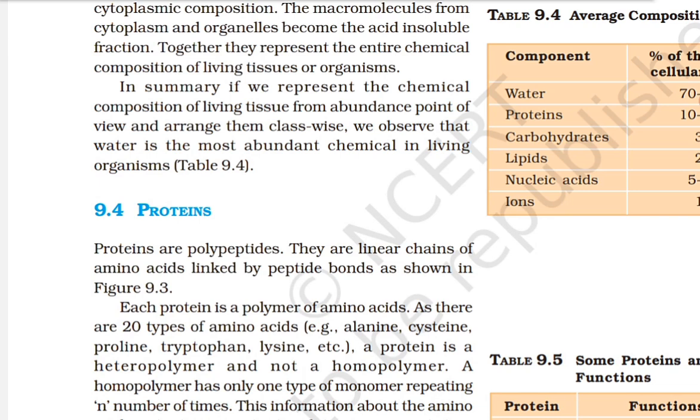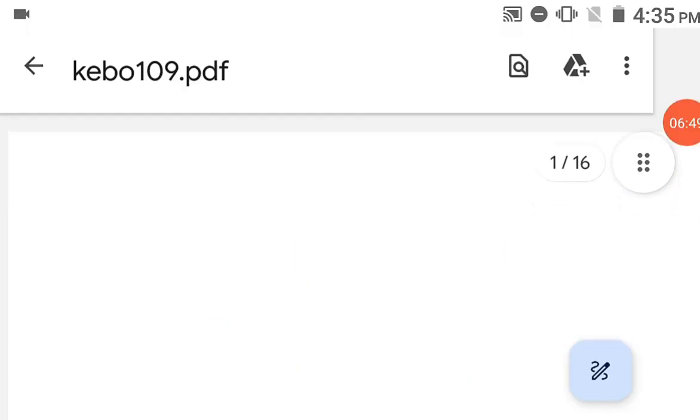This information about the amino acids contained is important, as later in your nutrition lessons you will learn that certain amino acids are essential for our health and have to be supplied through our diet. Hence, dietary proteins are the source of essential amino acids. Therefore, amino acids can be essential or non-essential. The latter are those which our body can make, while we get essential amino acids through our diet or food.